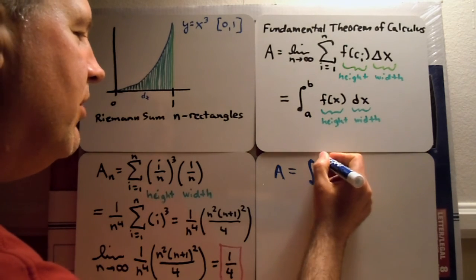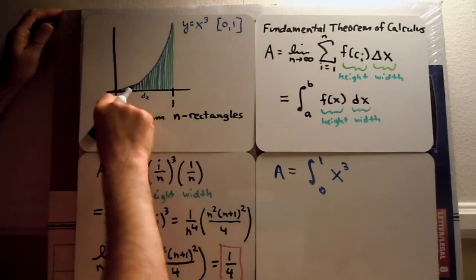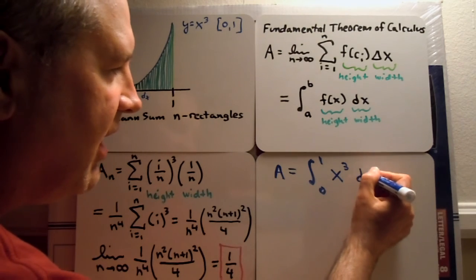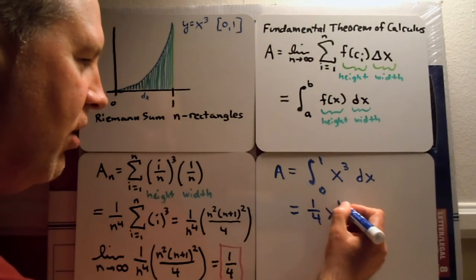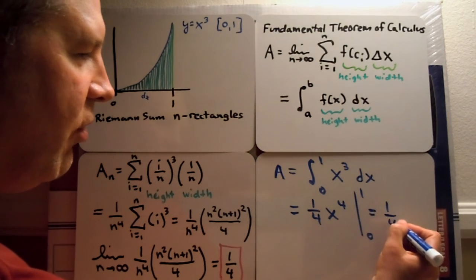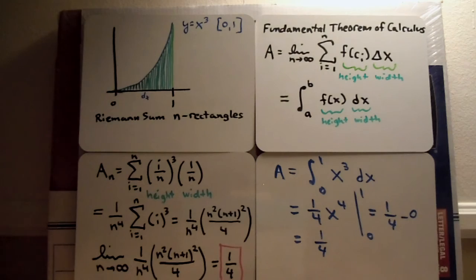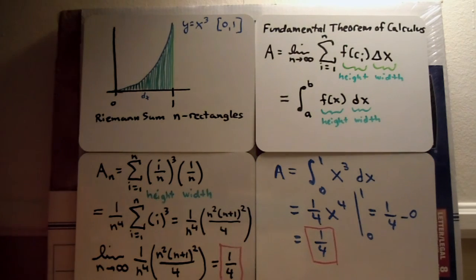the definite integral from 0 to 1 of the function, the height, x to the third, with the width being dx. Simple example, 1/4 x to the fourth, evaluated from 0 to 1, which would be 1/4 minus 0, or 1/4. And what do you know? You get the area under y equals x to the third over the interval from 0 to 1.